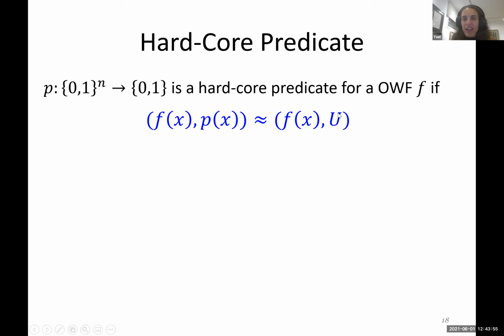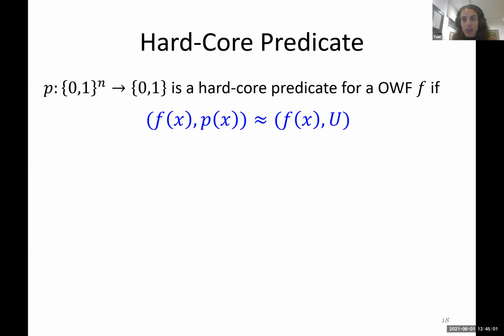Such a predicate that looks random is what's called a hardcore predicate. It's kind of where the core of hardness lies. We say that an efficient predicate p is a hardcore predicate if, given the one-way function's image, this predicate looks random. So f of x and p of x look like f of x and a random bit. That's the definition of a hardcore predicate. Now, here's the beauty. If we had a one-way permutation that had a hardcore predicate, then we just generated a bit of randomness. That's pretty amazing.